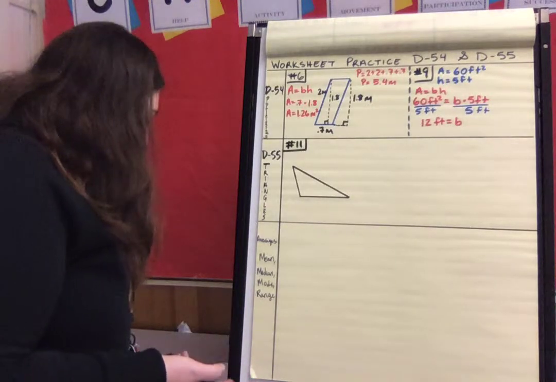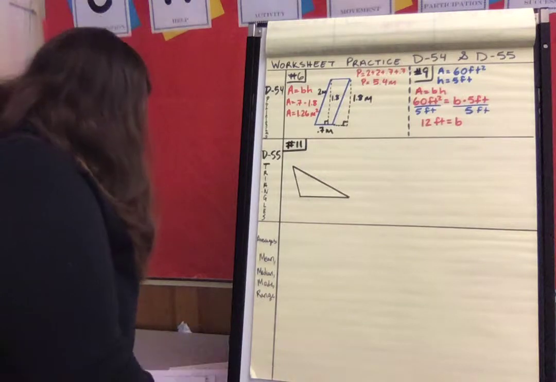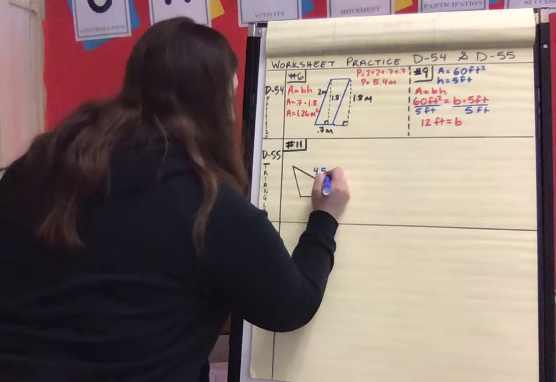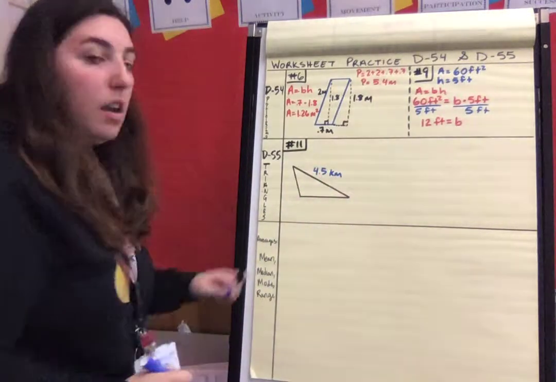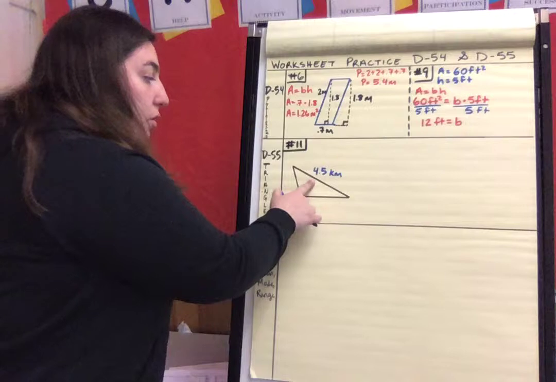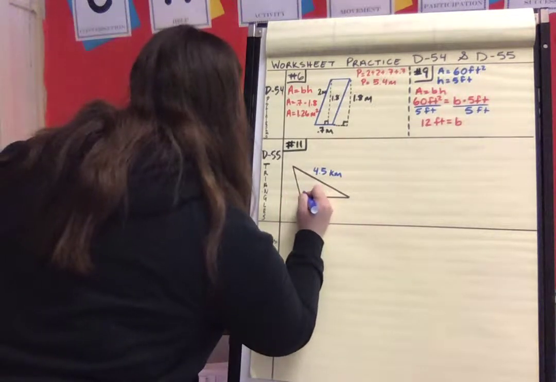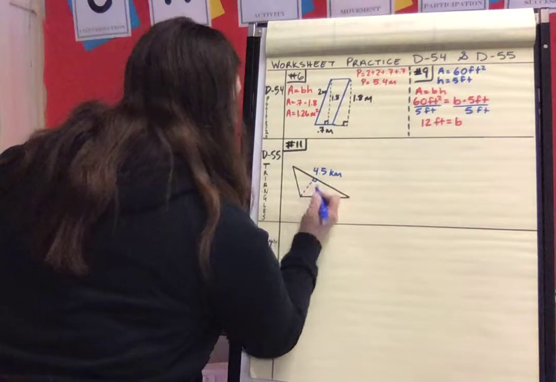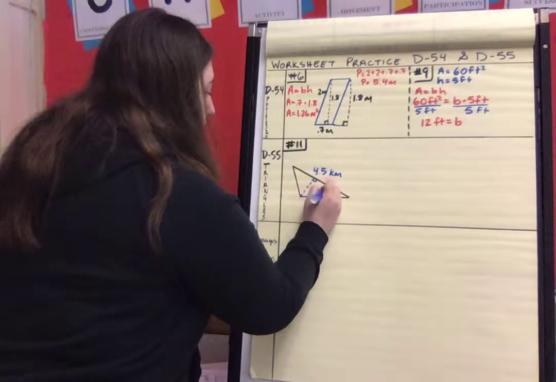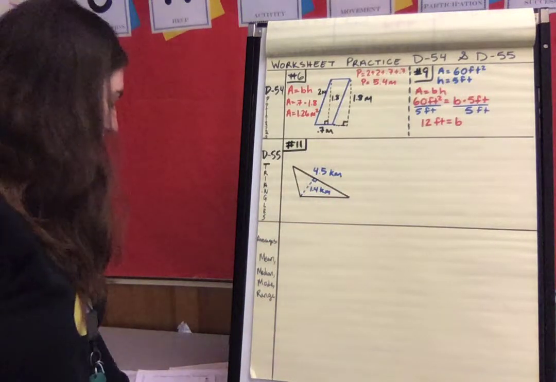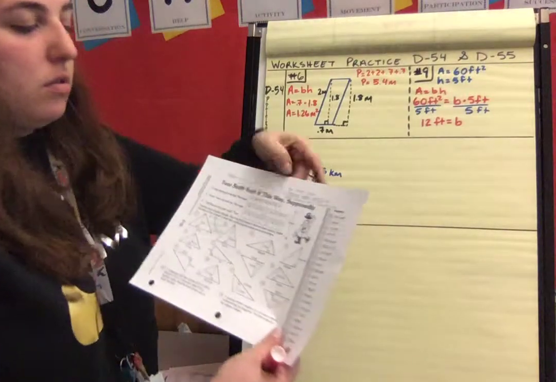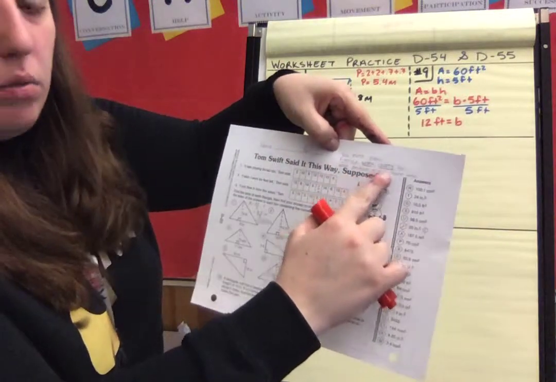And it gives us two numbers. The first number it tells us is that our base is 4.5 kilometers. Okay, it also tells us what our height is. The height goes from this corner to the base. So this is our height right here, and our height is 1.4 kilometers. Now, we are going to do what the worksheet says, and we are going to show our formula, work, and units.